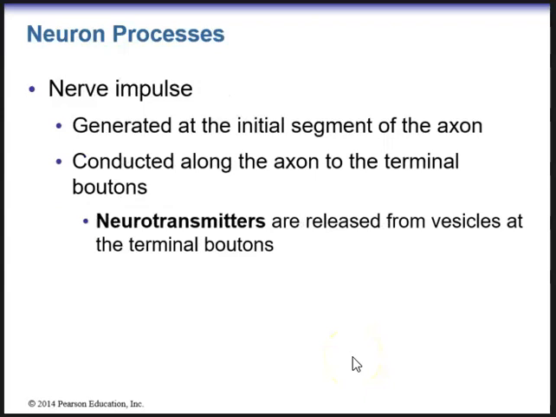So nerve impulses are generated at the initial segment of the axon, and they are conducted along the axon to the terminal boutons. Within the terminal boutons, you have chemicals known as neurotransmitters. Neurotransmitters are contained within vesicles, and they are released from these vesicles at the terminal boutons once it gets the signal to release the neurotransmitters when the signal goes along or down the length of the axon.